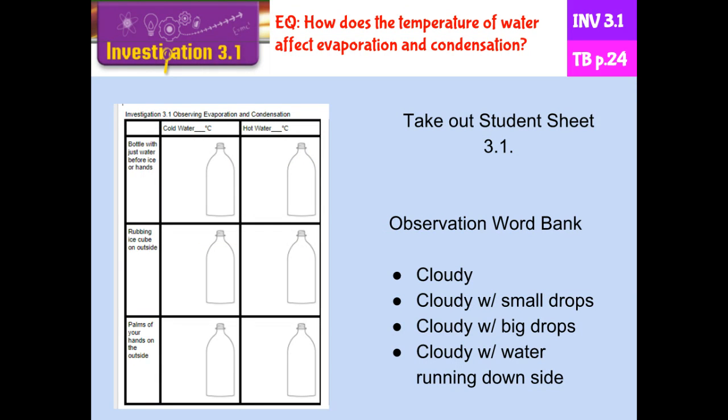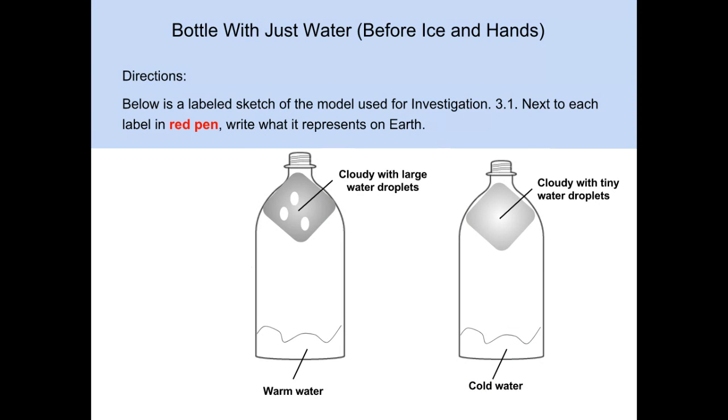So before we start investigation 3.2, we want to take a look back at investigation 3.1. So you're going to look at your student sheet in which you should have made observations. And we want you to use the word bank here: cloudy, cloudy with small drops, cloudy with big drops, cloudy with water running down inside, and just kind of revisit your observations and add to, change, or modify what you wrote yesterday. And then we're going to talk through the lab step by step, because this is a very important concept, the idea of evaporation and condensation.